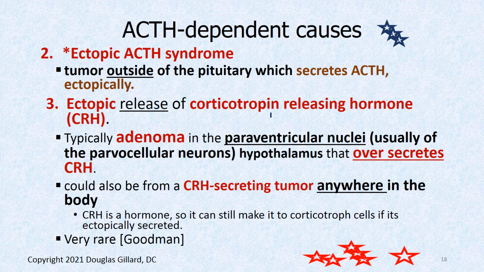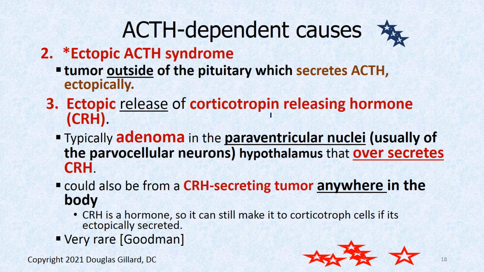All right, there are some other ACTH-dependent causes. So we have ectopic ACTH secretion. Maybe you have a tumor of corticotroph cells in the pancreas. Well, that would do the trick. This stuff is rare, but it could happen. So yeah, that can do the trick as well. Ectopic means outside of the normal place where it's supposed to be secreted.